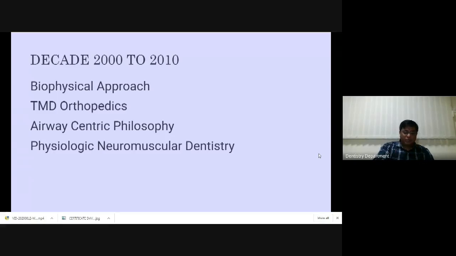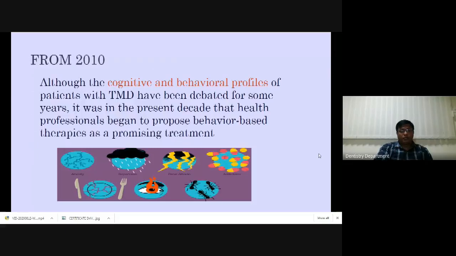So what is the most accepted one, which was put forth very recently? From 2010, the cognitive and behavioral profiles of patients with TMD have been debated for some years. It was in the present decade that health professionals began to propose behavior-based therapy as a promising treatment.